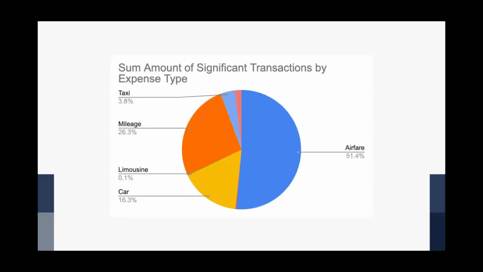Next, in terms of dollar value, airfare dominated, contributing over half of the total cost from significant transactions, while mileage made up over a quarter. Notably, the single highest transaction was a taxi expense amounting to over $26,000. Additionally, 4 categories, mileage, car, airfare, and taxi, each cost the company more than $1 million from 2018 to 2022, highlighting areas with high cost significance. Over the 5-year period, 2018 to 2022, excluding the year 2020, the company spent more than $29 million on significant transactions, underscoring the impact of these costs on overall expenditures.